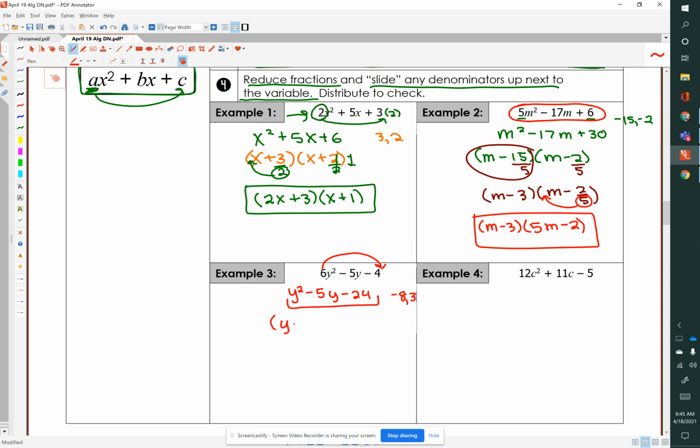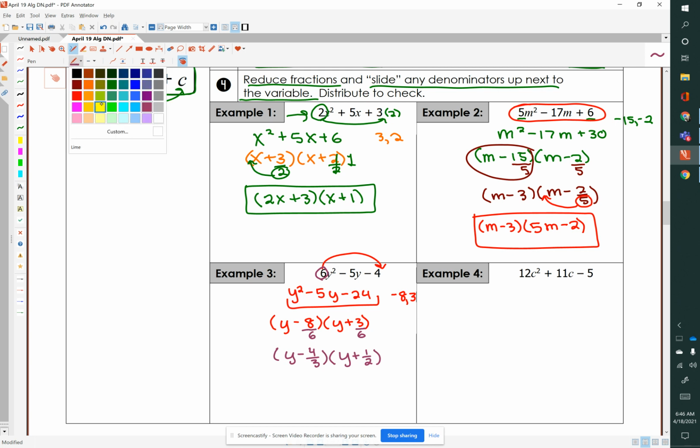So let's factor this trinomial that we have so far. So y minus 8, y plus 3. Not done yet. So now we're going to take that initial leading coefficient of 6 and put it as a denominator under the negative 8 and the 3. Now, can we reduce this? Well, we certainly can. When we reduce this, we're going to have y minus, and 8 divided by 6 reduces to 4 over 3, and y plus 3 over 6 reduces to 1/2.